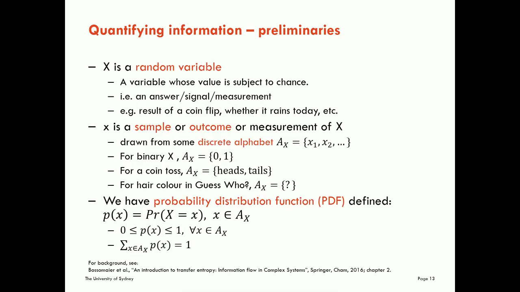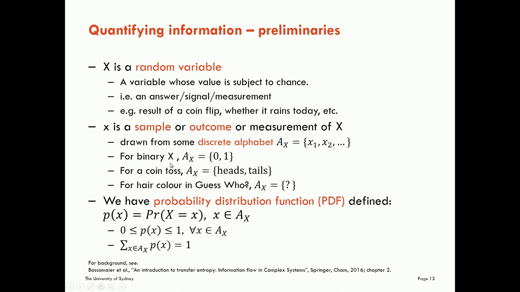To quantify this precisely, we need to go through some preliminaries. So here we're going to be talking about a random variable, capital X. This is a variable whose value is subject to chance. It could be an answer to a question, a signal, a measurement, the result of a coin flip, whether it rains today, and so on. We will use lowercase letters, here lowercase x, to represent a sample or an outcome or a measurement of X, a specific realization of our random variable. Our realizations are drawn from some discrete alphabet. Here we can write this very mathematically as the set of realizations x1, x2, and so on.